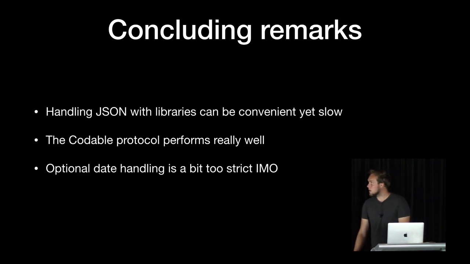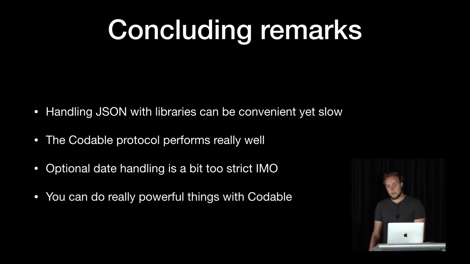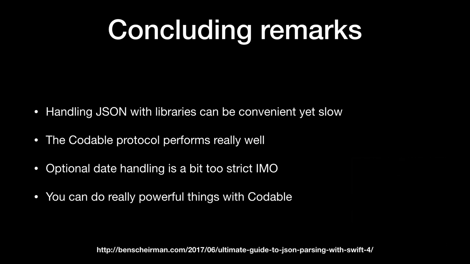Like I said, it's a bit too strict. I would say that it should be possible to at least have a custom date handling strategy that returns nil if you wanted to, but you cannot do that. And also you can do really powerful things with it, like nesting structs, nesting enums, and really converting everything to true Swift objects instead of making it ugly JSON data.